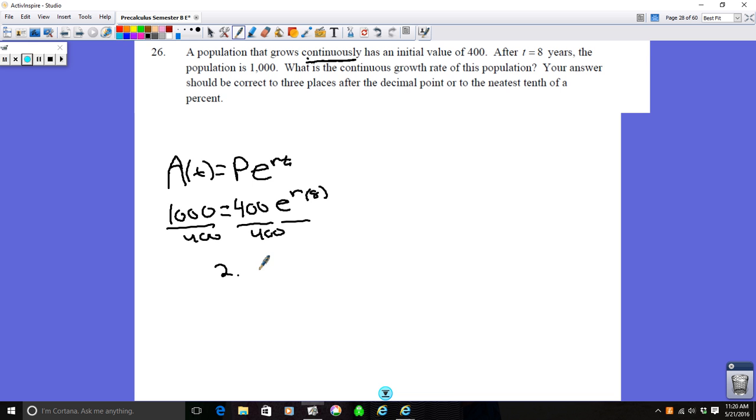2.5 equaling e to the 8r power. E to the 8r power. That is a big E.